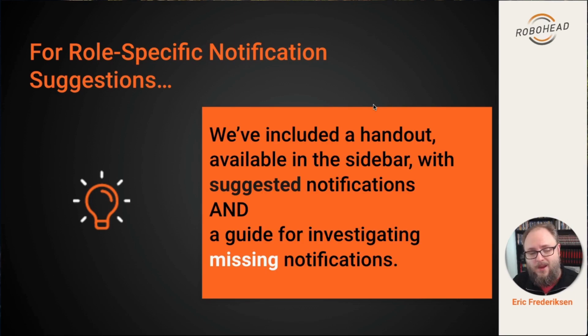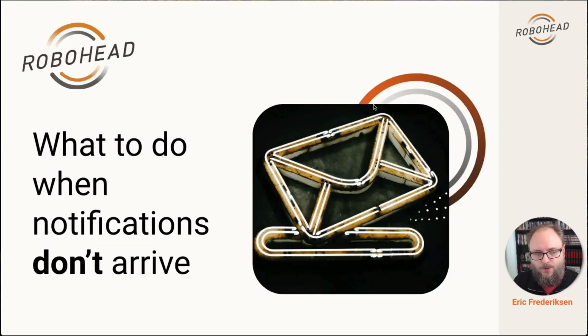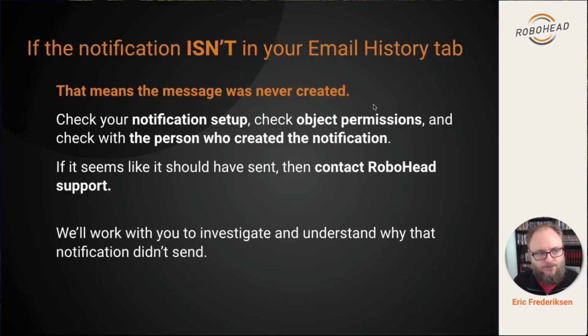On the other side of that, we have a guide for investigating missing notifications. So, what do you do when notifications don't arrive? Well, the first thing you want to do is go to your email history tab. You look there, see if the notification's present. If it isn't, that means the message was never created. So there's a few things you'll want to check.